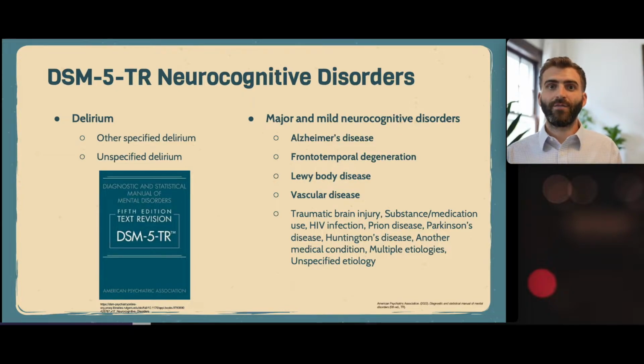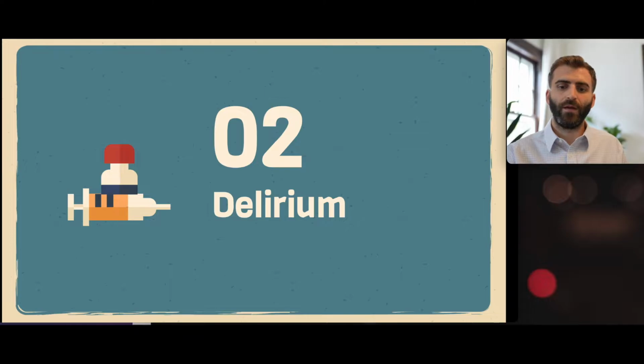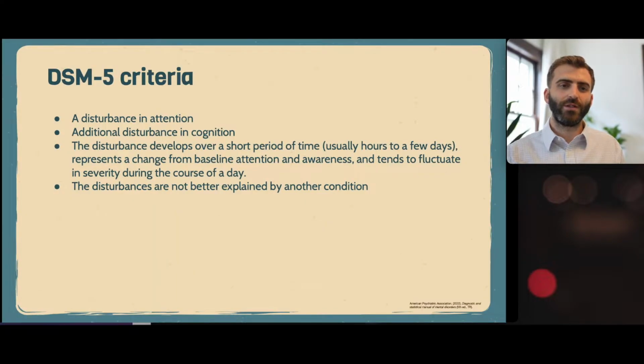Here is how the DSM-5 separates the different types of neurocognitive disorders. So first you have delirium, then you have major and mild neurocognitive disorders due to Alzheimer's disease or due to frontotemporal degeneration and so on. This is how the DSM-5 names them, and it doesn't call it Alzheimer's dementia, for example. So, now that we set the scene with defining these, let's go into delirium.